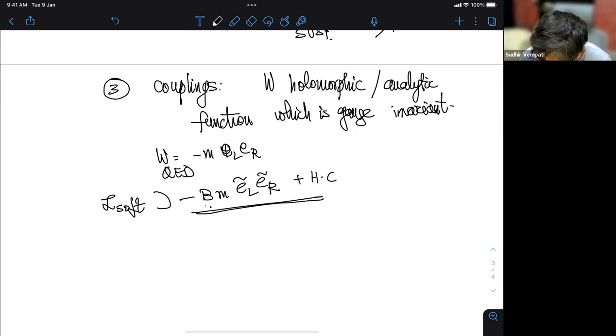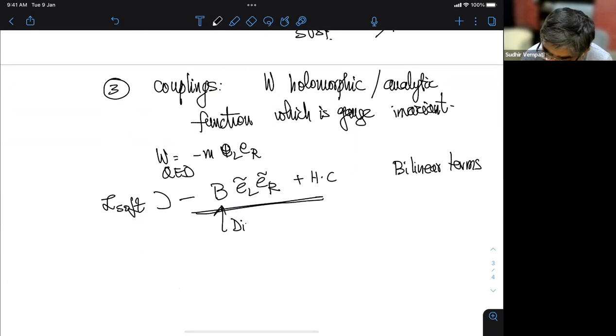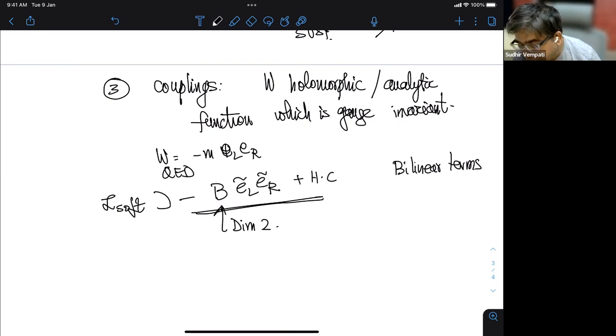This is B here. You don't have to parameterize it this way; you can write it directly. These are called bilinear terms. So this is dimension 2. It's like a mass term, but this breaks supersymmetry because it's not written in terms of superfields. If you transform these two scalars, it breaks supersymmetry. You can just check it in component formulation. It doesn't come from W. It's not an F term.